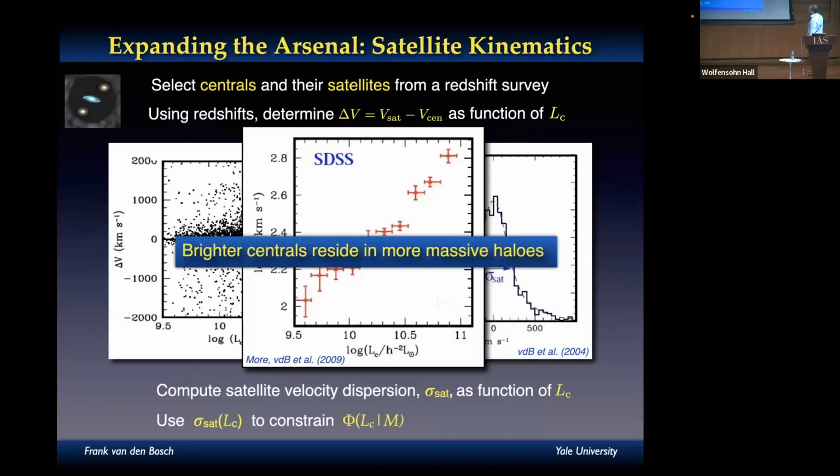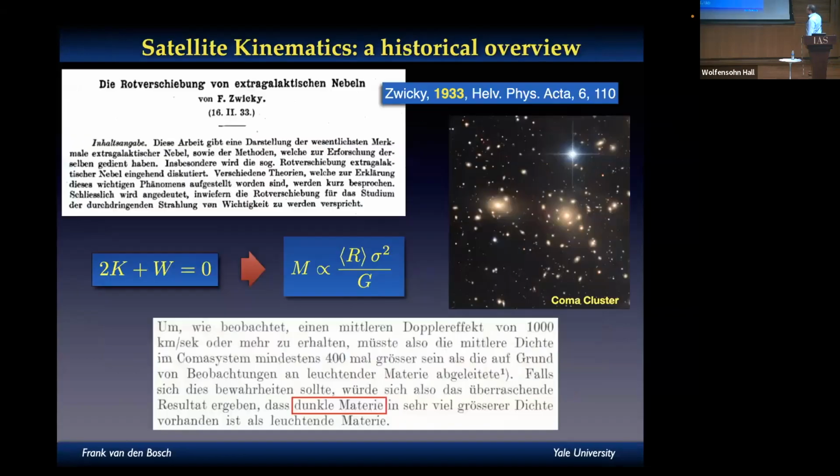This method, incidentally, goes back to 1933, at least, when Fritz Zwicky applied this to the Coma cluster and famously found that there was dunkle Materie, dark matter, just by using the motions of these satellite galaxies in Coma and applying the virial theorem.